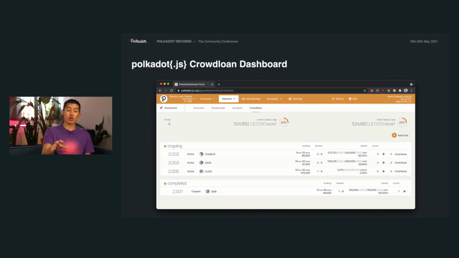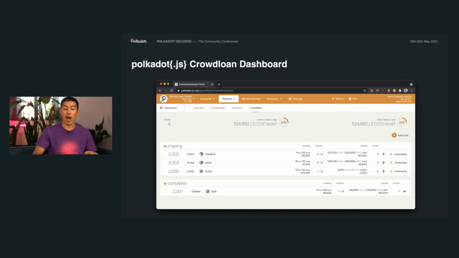For participating in crowdloans, we have the Polkadot.js apps, which will provide you basically all the tools and things you need to participate in a crowdloan. Now, hopefully you all are very familiar with the Polkadot.js apps already. So if you go to the network tab, then parachains, then crowdloan, you should be able to see all the active crowdloans for potential parachains.